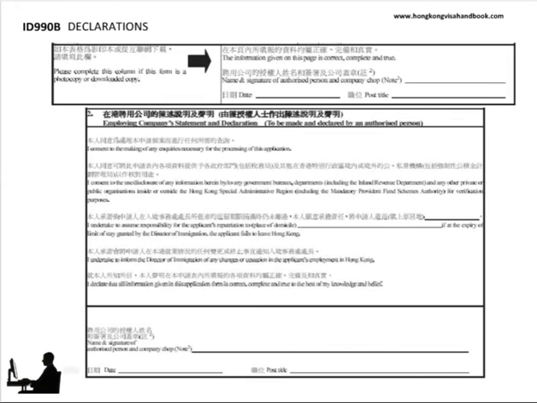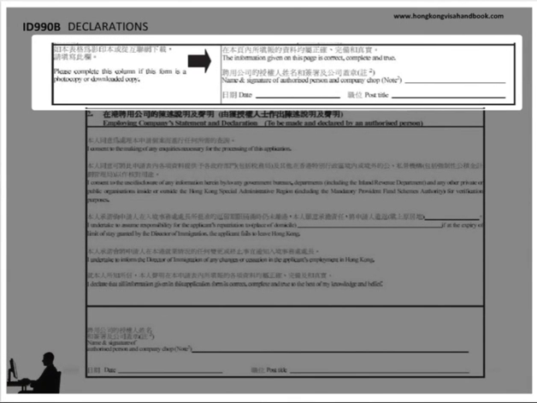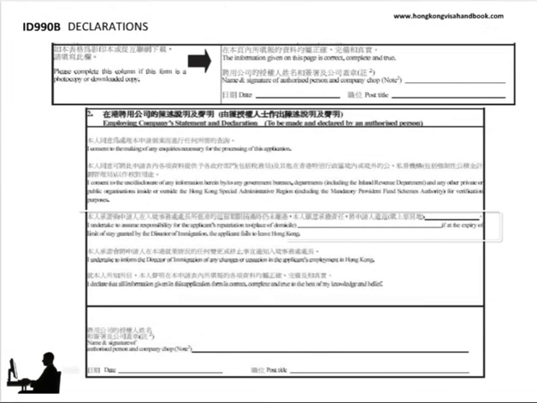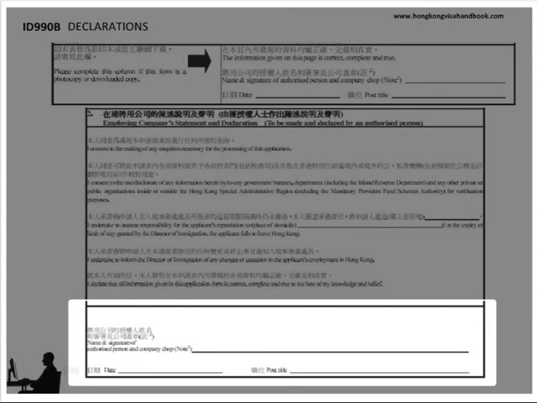There are two discrete sections on the form ID990B which deal with declarations. The first is included at the bottom of each page, speaking to the truthfulness, correctness, and completeness of the information provided. And the second is at the end of the form, which is where the sponsor agrees to assume responsibility for the cost of repatriating or removing the applicant from Hong Kong if the residence goes awry for any reason.